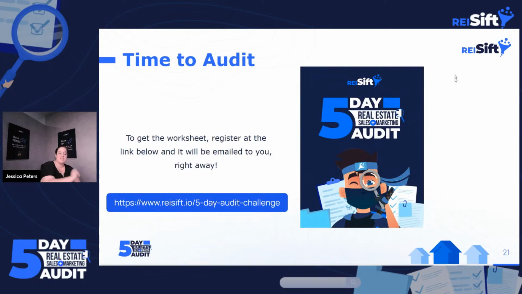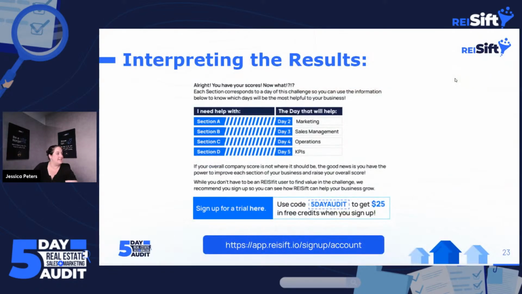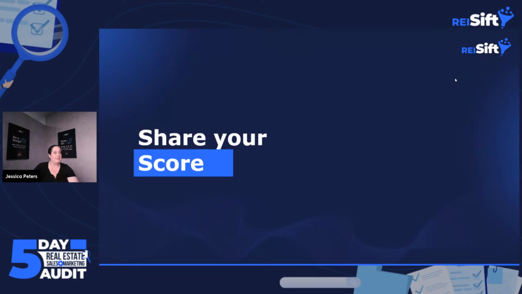So what I'd love for you guys to do is comment and either share your score, or, what I really love to know, you don't even have to give me the number: what is the area that you need to dial into first? So which section, marketing, sales and lead management, operations, or KPIs, is the one that you need to tackle first this month? Basically, which section was your lowest score? I'll wait. You guys can respond.